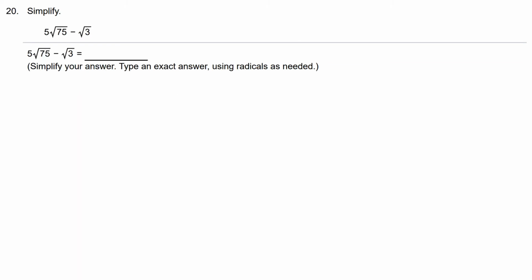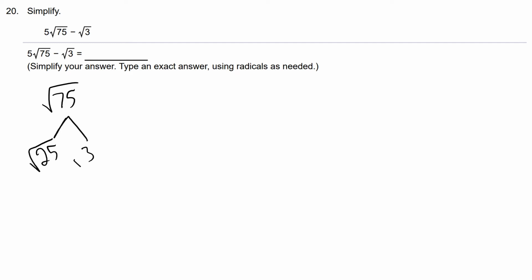Number 20, it says simplify. Now, these two cannot be subtracted because they are not like terms. If only we could make them simpler so that they were both, say, square root of 3. So the question becomes, can we simplify either one? Square root of 3 cannot be simplified, but square root of 75, can we factor that? And I can think of 25 times 3.